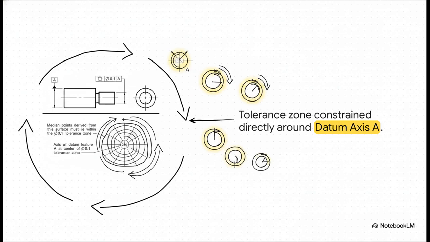And it's not just about the surface being smooth. It's about its direct geometric relationship to that specific center of rotation. If the part is shaped like an egg, it fails. If the part is perfectly round, but its center is totally offset from datum axis A, it also fails. The surface has to be both round and correctly centered.